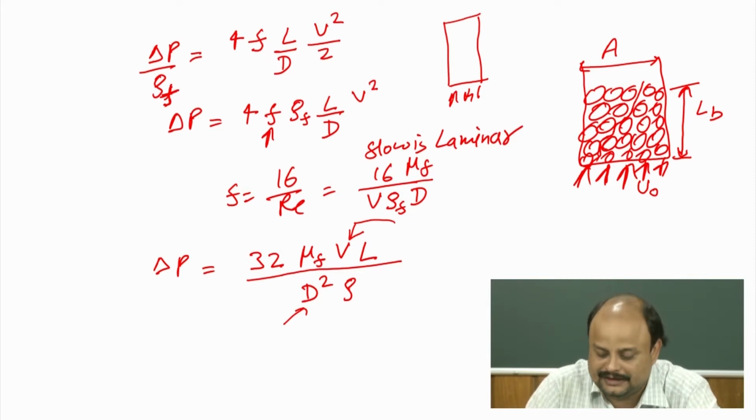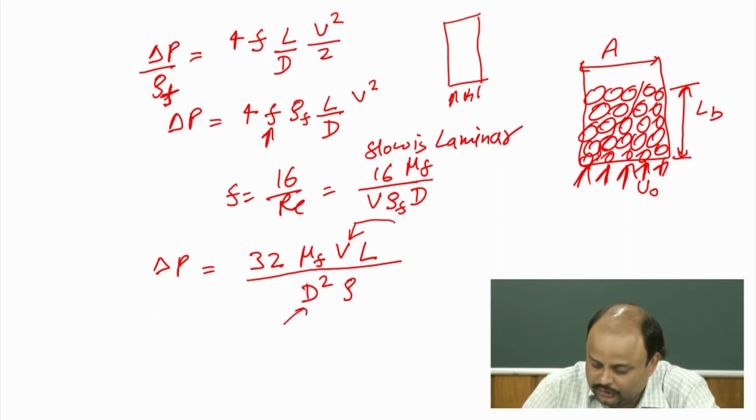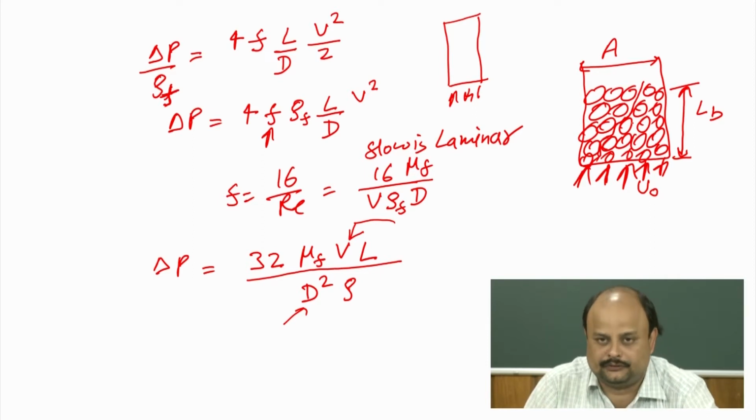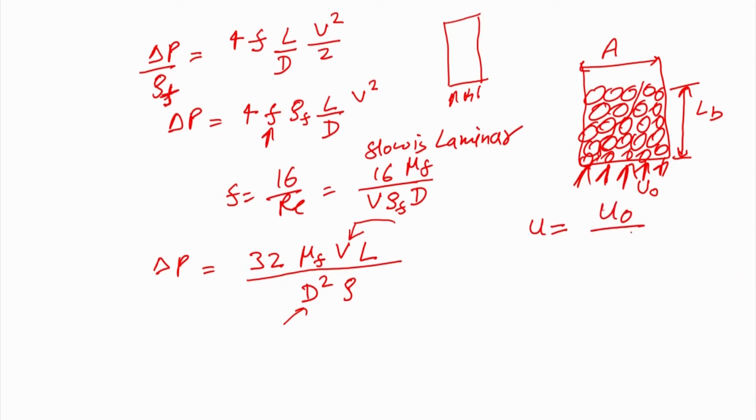If you understand that, we can calculate what will be the pressure drop through the packed bed for laminar flow condition. Now, we have already derived the correlation between the velocity inside and the superficial velocity, and we have discussed it. So, the inside velocity u will be equal to u naught upon epsilon, where epsilon is the void fraction.